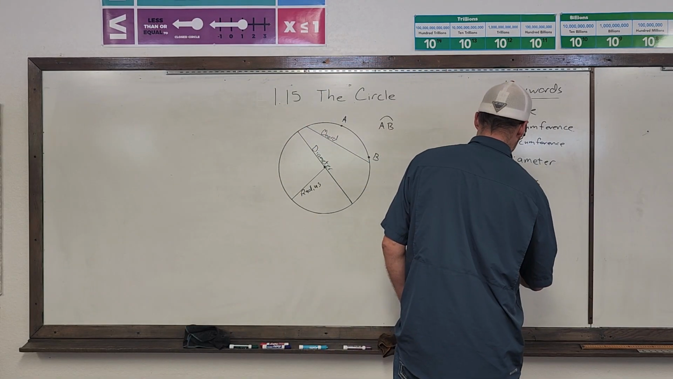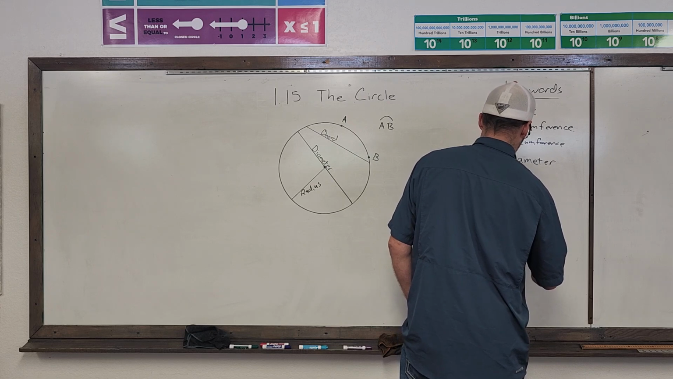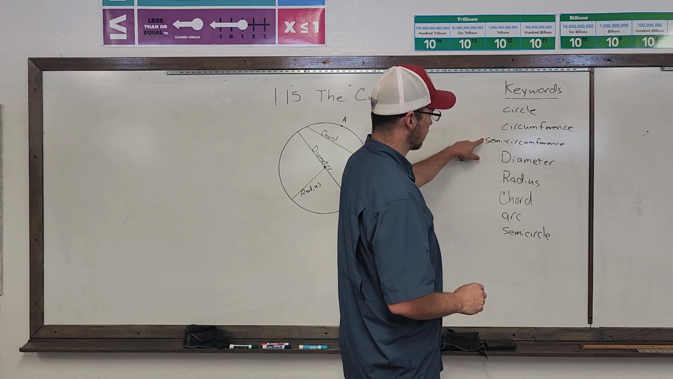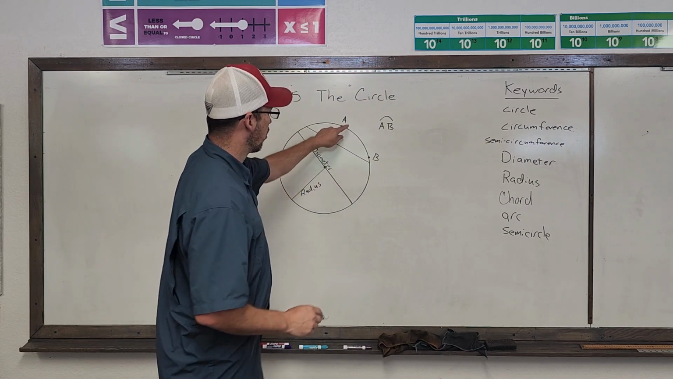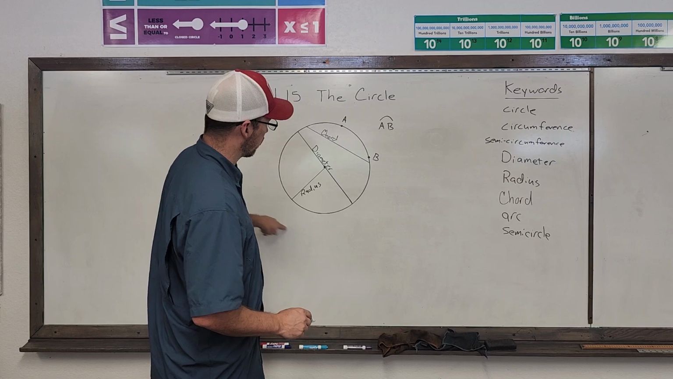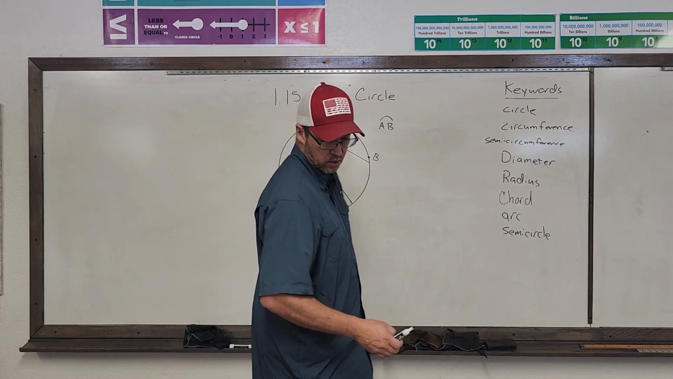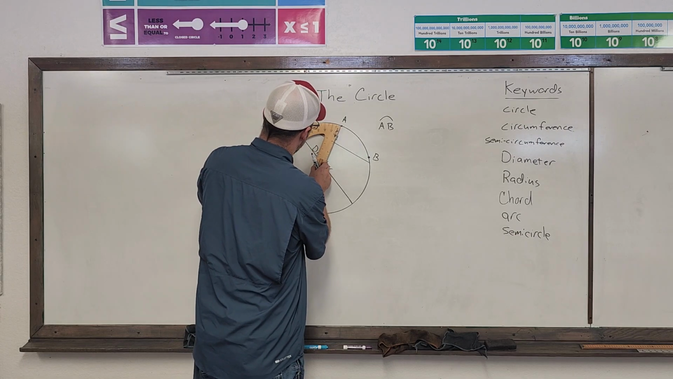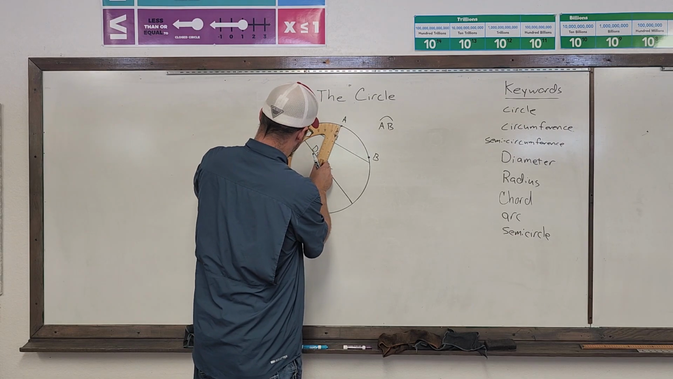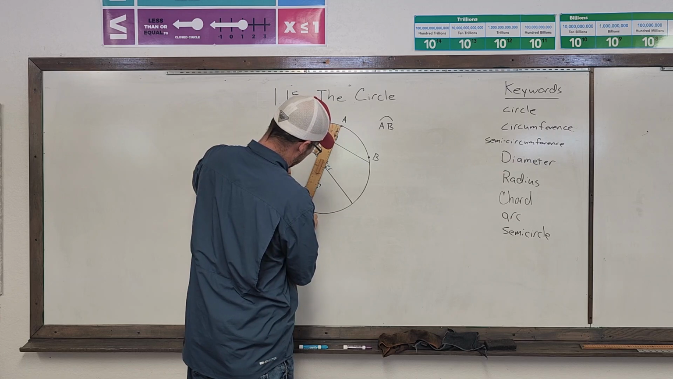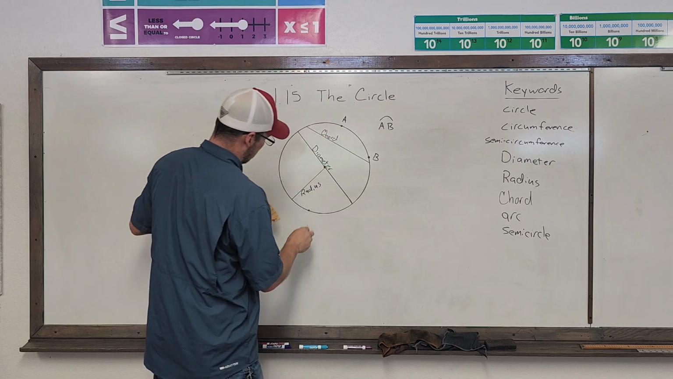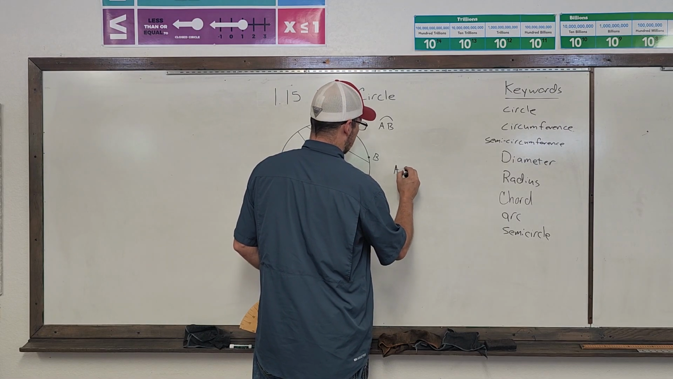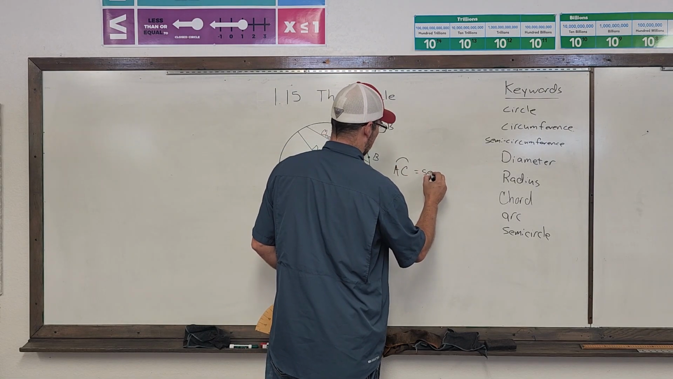Semicircle. You can probably guess what a semicircle is based off of semicircumference. A semicircle is an arc length that goes halfway across the circle. So if I was to go from A straight across here to C, the arc length from A to C is a semicircle.